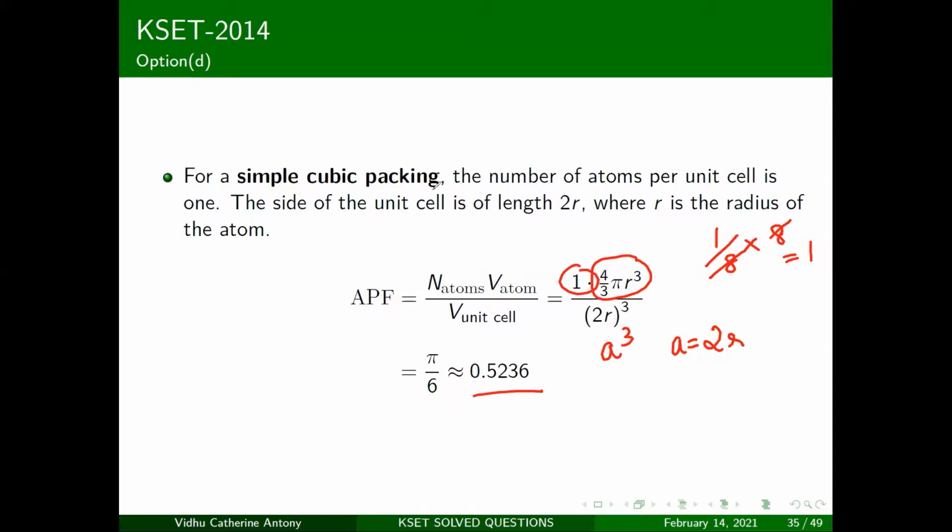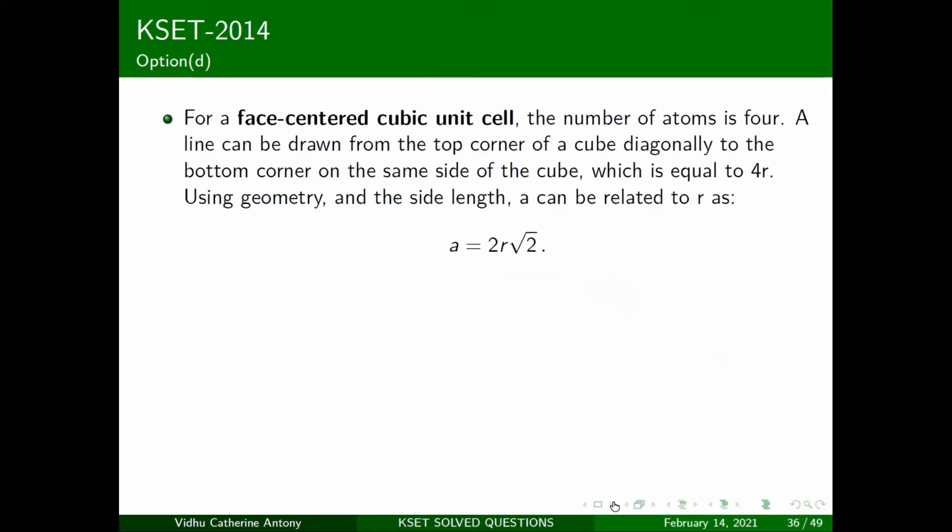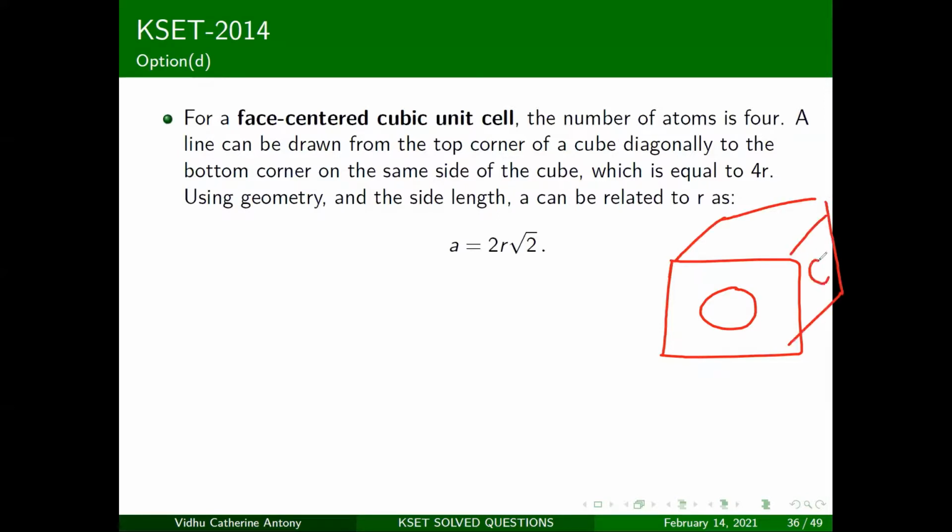But this is very simple for a simple cubic packing. Now let's look into the FCC one. The FCC one is a face-centered cubic unit cell. So that means you have something like this. You have half of the atom inside like this and half outside. Here also you have that, here also you have that. On top of that, you have one on top like this.